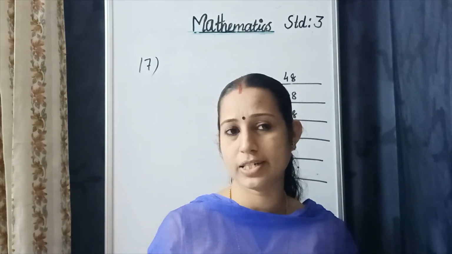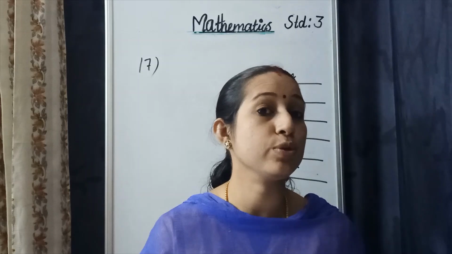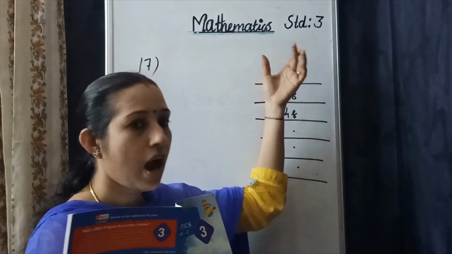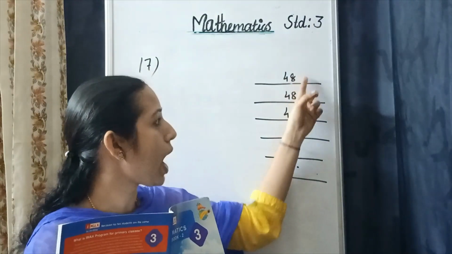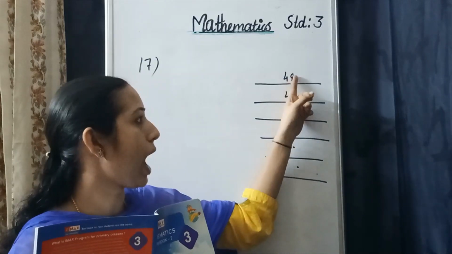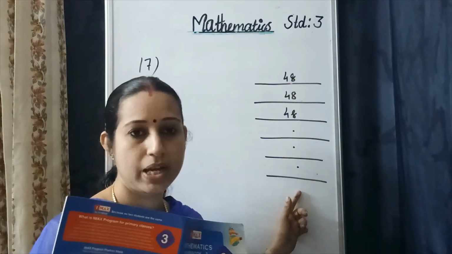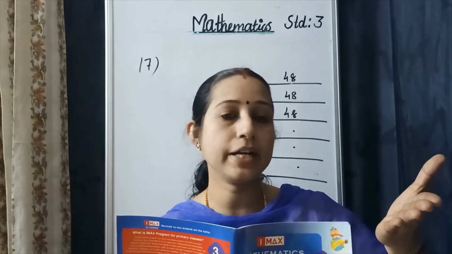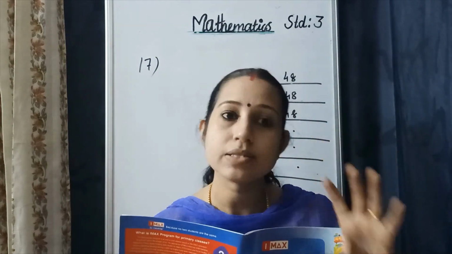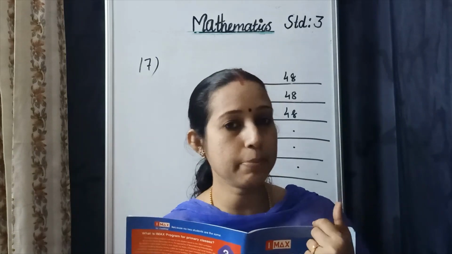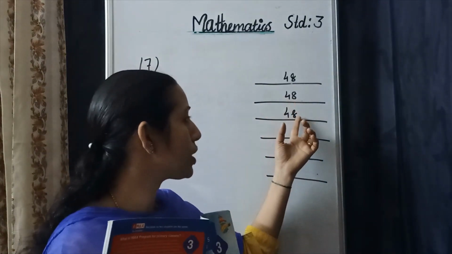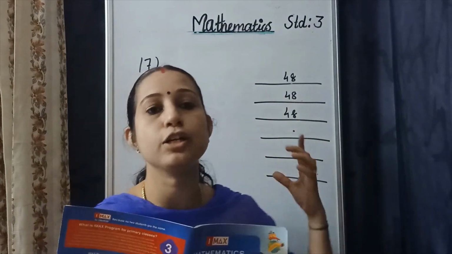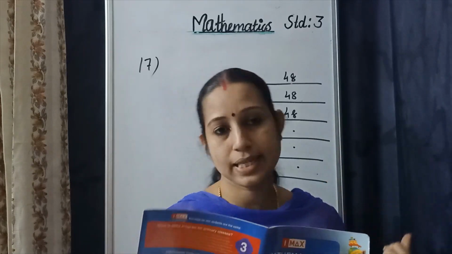So how we find is, no doubt, we use multiplication. To find the total number, we add all these numbers. We add this 48 six times. We add 48 six times, that is repeated addition. Yes, we can use multiplication. So 48 plus 48 plus 48 six times is equal to 48 into 6.